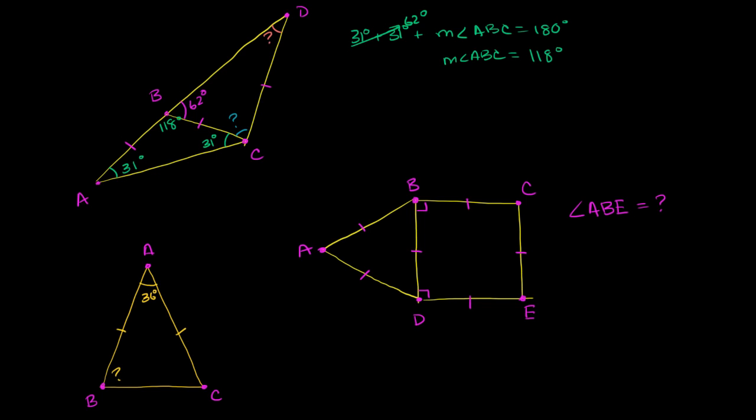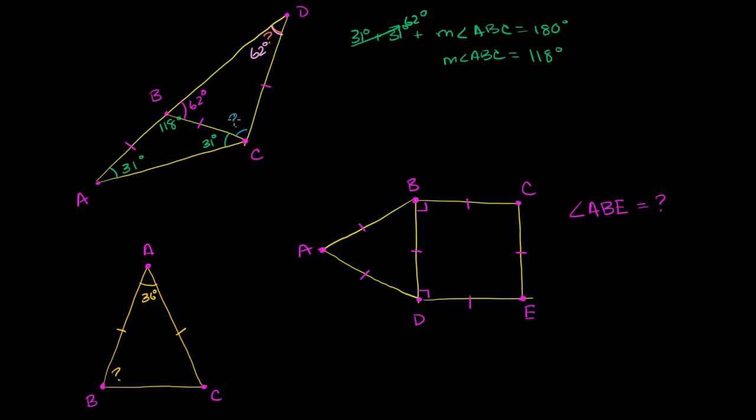Now this angle is one of the base angles for triangle BCD. I didn't draw it that way, but this side and this side are congruent. BC has the same length as CD. Those are the two legs of an isosceles triangle. You can kind of imagine it was turned upside down. This is the vertex. This is one base angle. This is the other base angle. Well, the base angles are going to be congruent. So this is going to be 62 degrees as well.